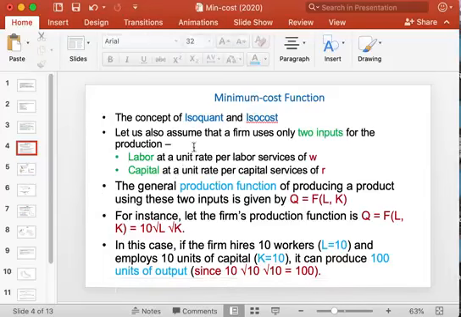Now, in order to get an understanding of the isoquant, or to derive the isoquant curve or line, we need to plot this formula for the production function, which is Q equal to 10 times the square root of L times the square root of K, on a three-dimensional Cartesian coordinate. You can see this in the next slide.